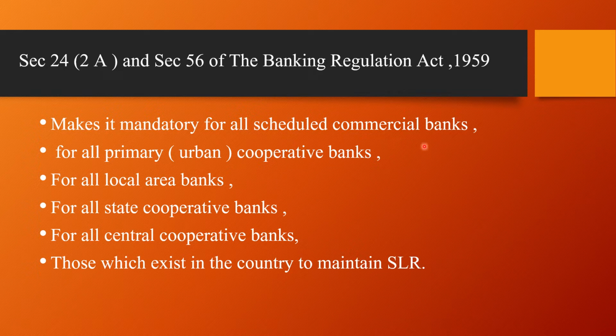A, all the scheduled commercial banks. B, for all the primary urban cooperative banks. We call them UCB. They also have to maintain SLR. For all the local area banks, for all the state cooperative banks, and for all the central cooperative banks. So this whole category has to maintain SLR. It is mandatory, fixed by the RBI. You have to do this.